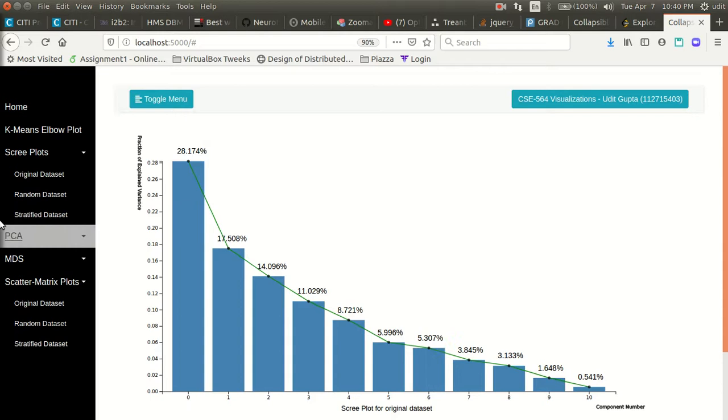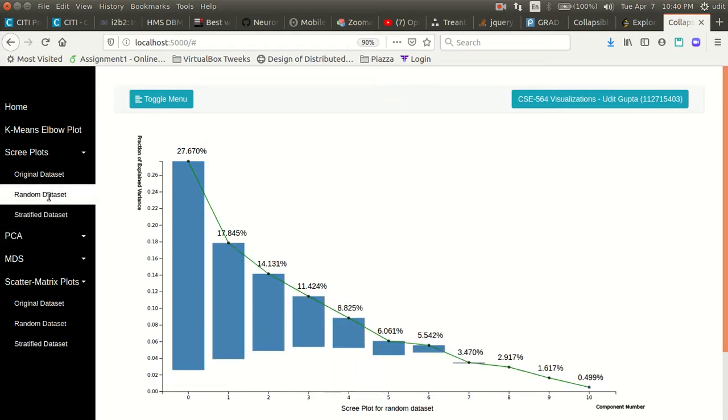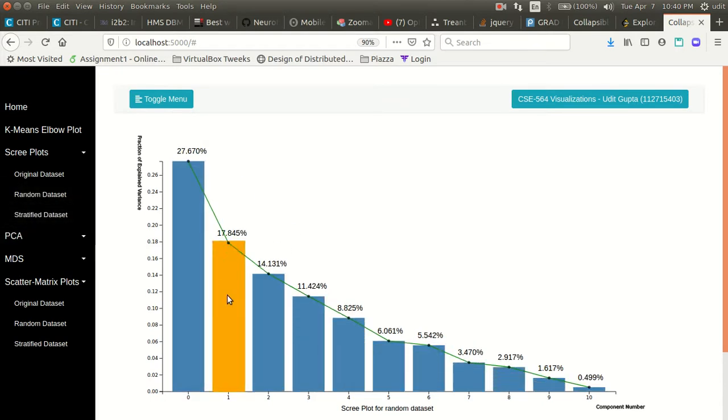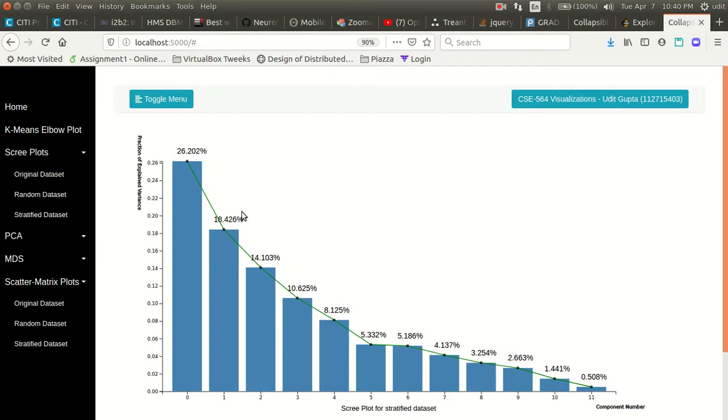Next, we look at the random data set. We see a similar graph for the random data set, where we see about 5 components again explaining about 80% of the data. And finally, we look at the stratified data set that is generated using the k-means clustering and then stratifying into different stratas. Once again, we see a small variation as compared to the original data set, but mostly the trend is almost the same.